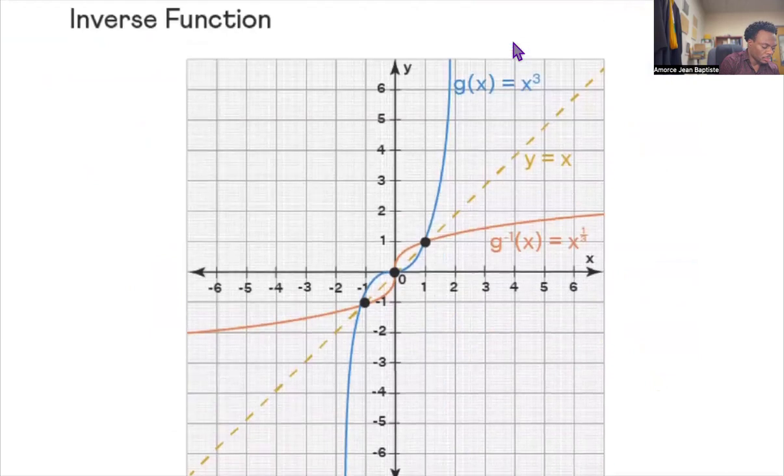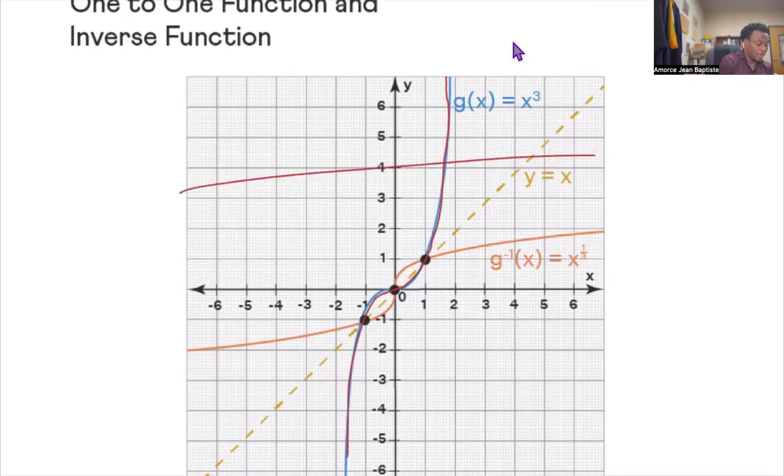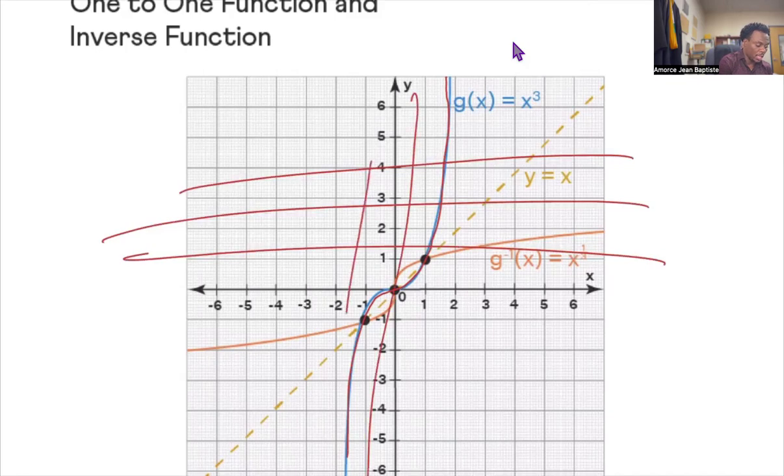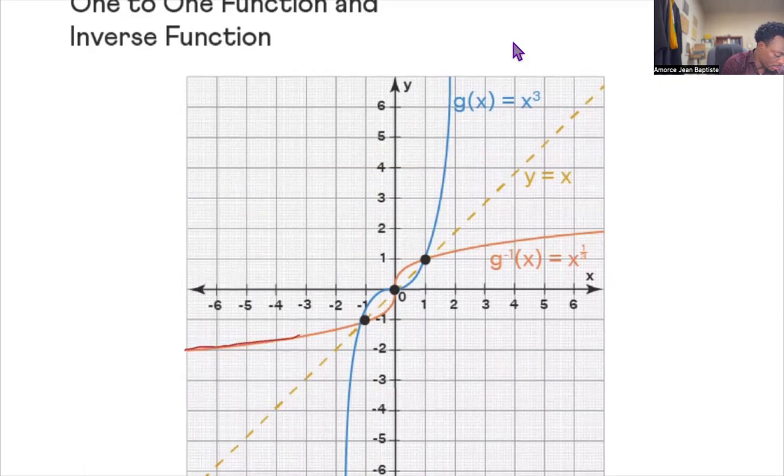So we're looking at the blue line, this line here. It is a one-to-one function because it passes the horizontal line test, and you expect all the lines, vertical or horizontal, to intersect this only once. It is one-to-one. Now, given that it is a one-to-one function, it does have an inverse. The inverse would be this one here.